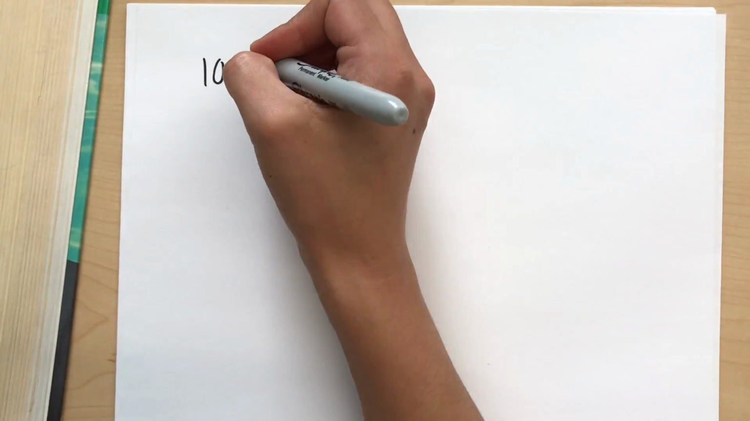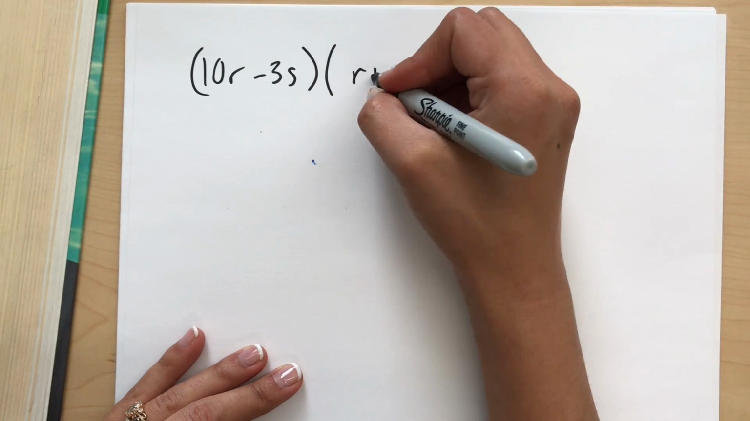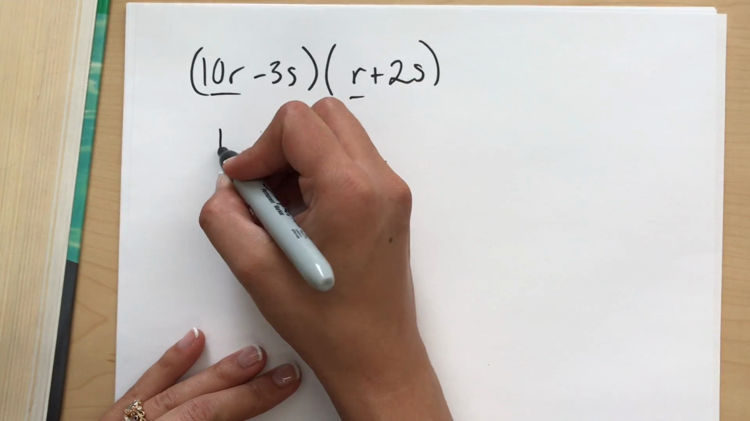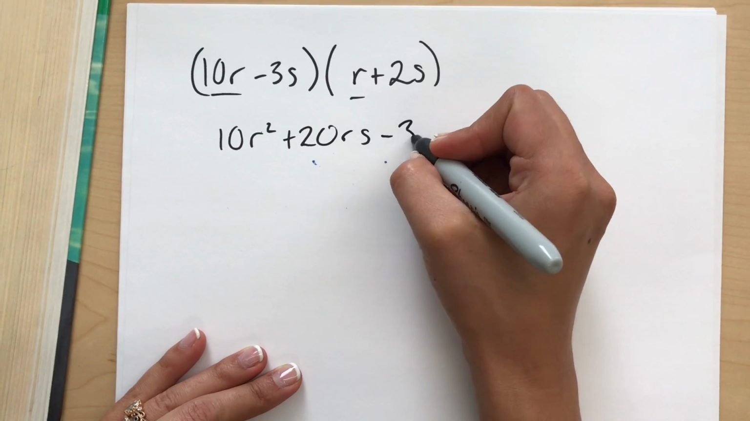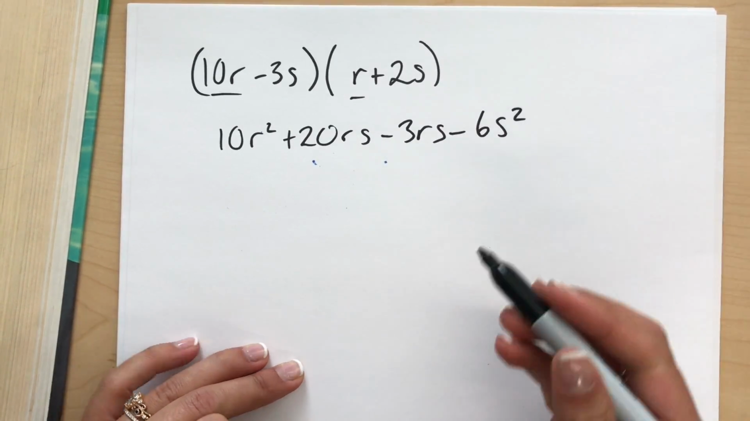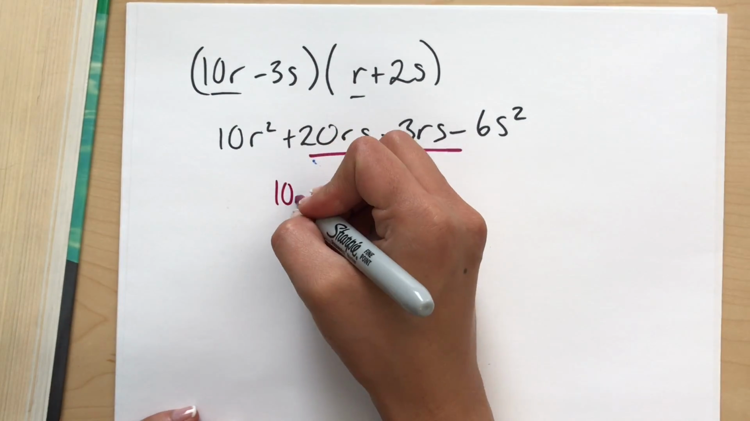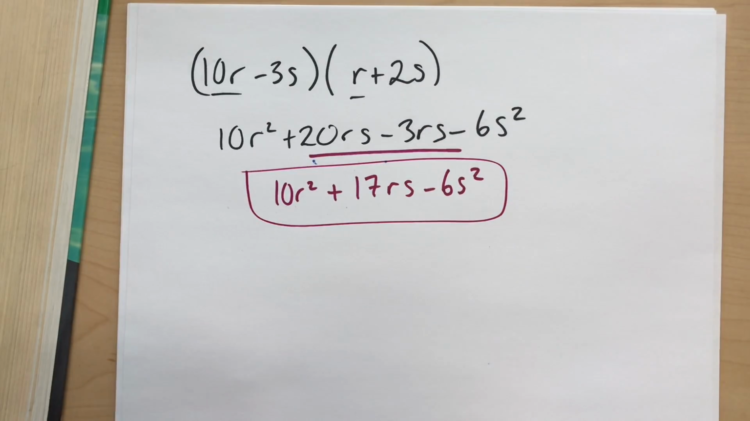First, outside, inside, last. So let's say we have another one, 10r minus 3s times r plus 2s. We're going to FOIL this. So first, 10r squared. Outside, 20rs. And then the inside is negative 3rs. And then the last terms end up as negative 6s squared. Let's combine those like terms. We just end up with 17rs in the middle, and then we're finished. So that's when we just have two terms and two terms multiplied together.